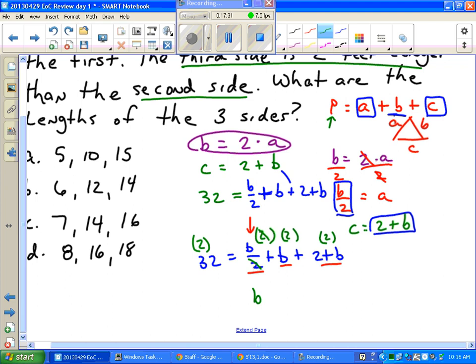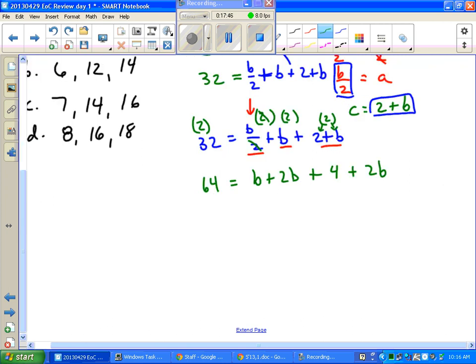So 32 times 2 is 64 equals B plus 2B plus 4, because 2 times 2 is 4, and 2 times B is 2 more B. Again, I know we're going all over the place, but we'll rope it all in right here. Put your like terms together. B plus 2B plus 2 more B: B and 2B is 3B, plus 2 more B is 5B, plus 4 equals 64.